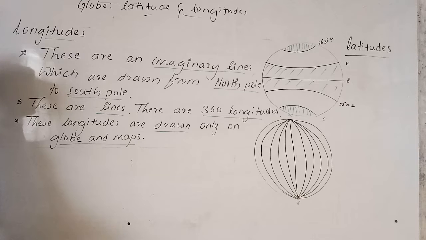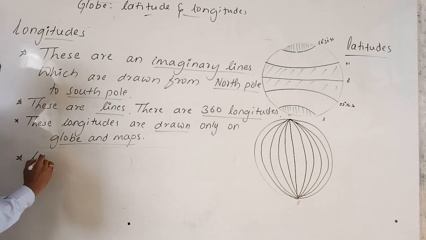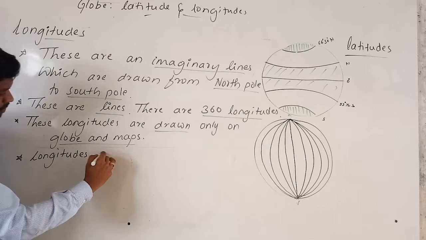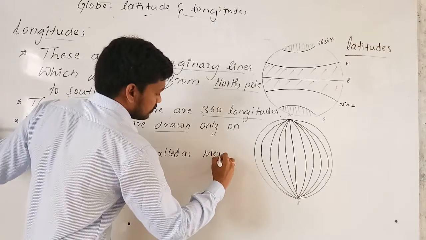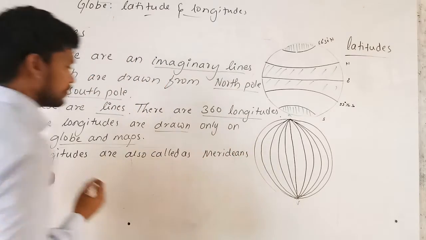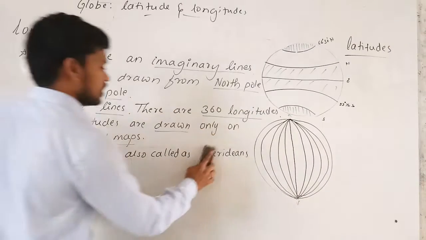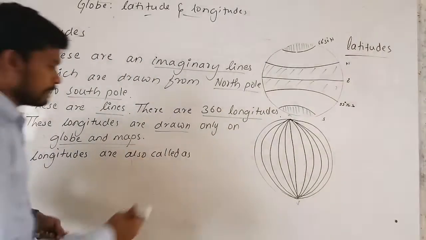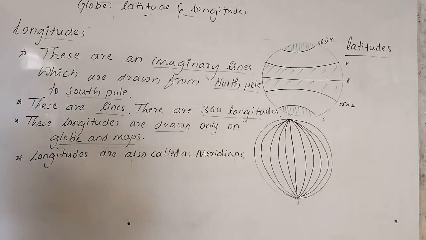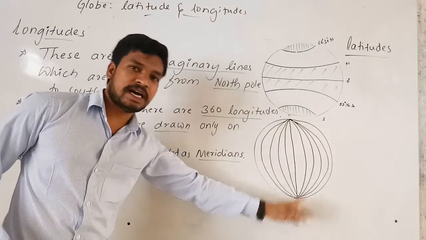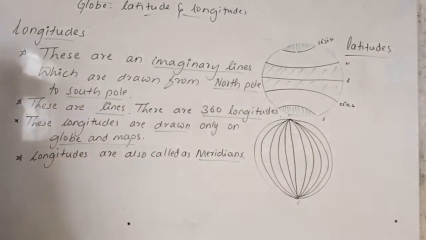All the longitudes are also called meridians. Longitudes are also called meridians. We have two main forms of longitude: lines and meridians. That is the basic information about longitude.